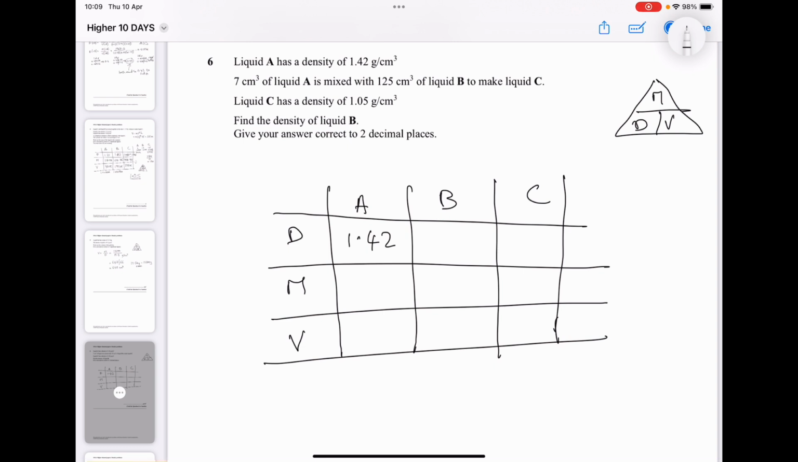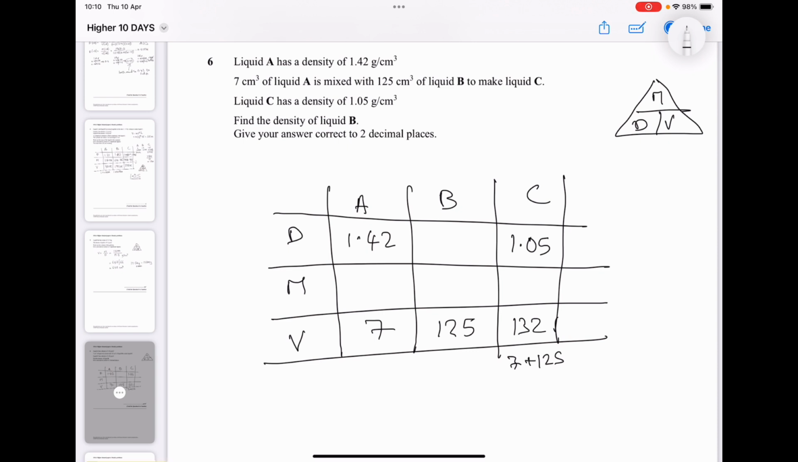Liquid A, the volume is 7 centimetres cubed. B is 1.25. I'm going to get all the information in there first. Liquid C has a density of 1.05. Find the density of liquid B. Right, first of all, I can add 7 plus 125. I can add volumes to get the new volume, which is 132.